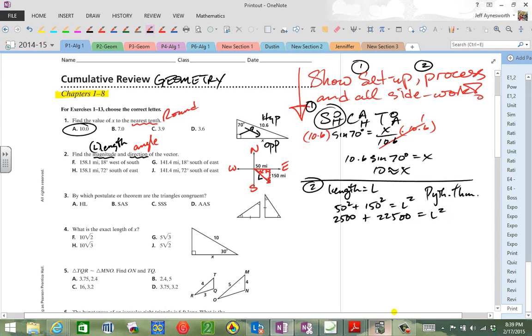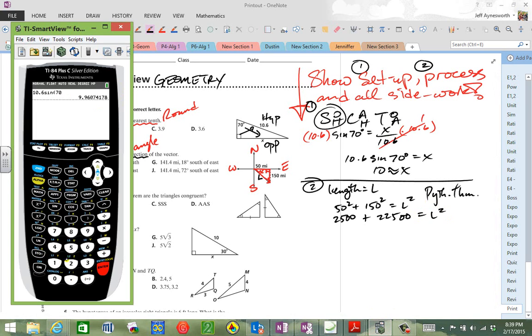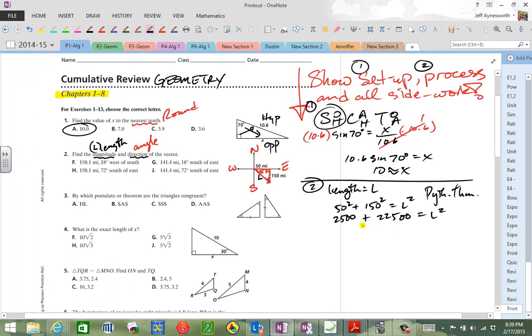If you don't believe me, let's do it. We have 50 squared, that's 2,500, plus 150 squared. That's 22,500. Now you have to add 2,500, so that's 25,000. So 25,000 is equal to L squared. You have to square root both sides, and you get L is equal to the square root of 25,000.